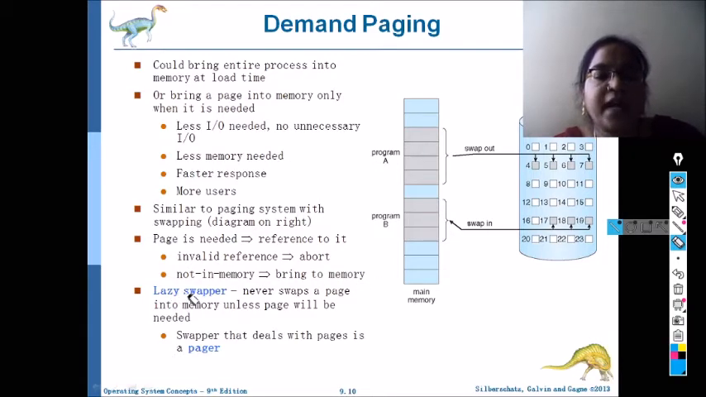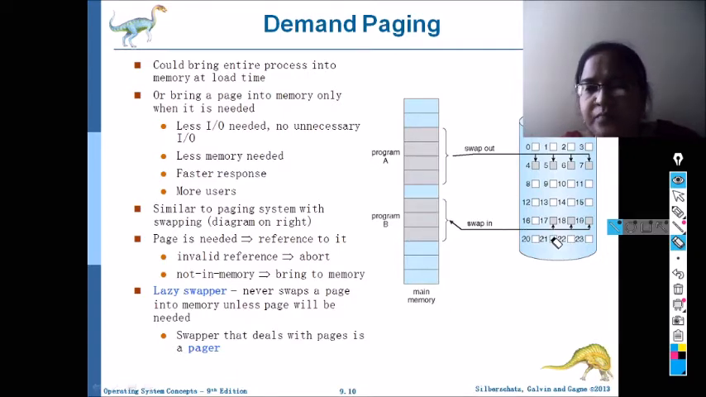For that you have a swapper, which you call a lazy swapper, which never brings a page into the memory unless that page is needed. That swapper you can also call a pager, because it keeps on swapping the pages from the hard disk to the memory.